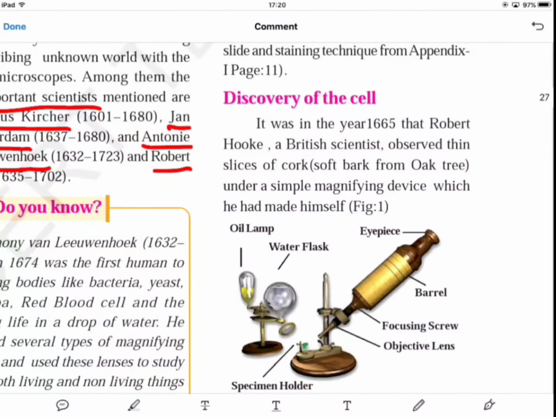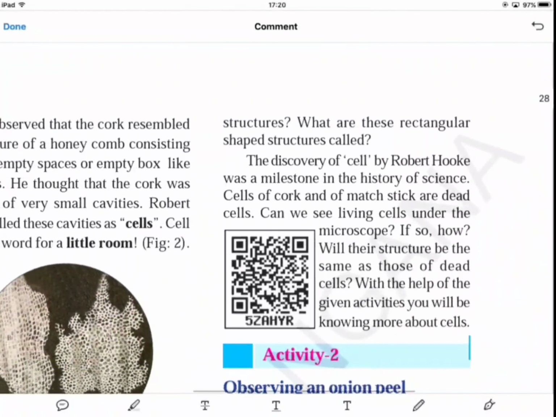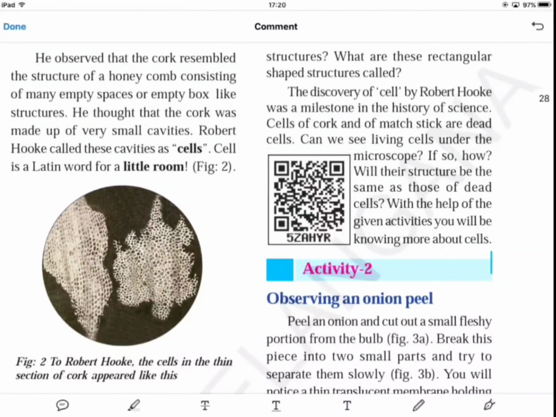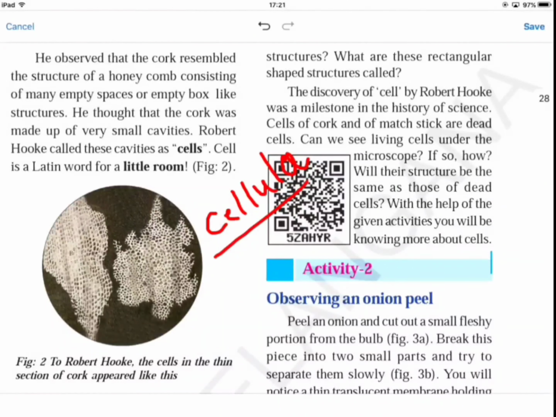Then he could find honeycomb shaped structures, which are seen in figure 2, and he called these cells. Cell is derived from the Latin word cellula, which means a little room. As he observed cork, which is a dead tissue, he could see all the empty spaces.